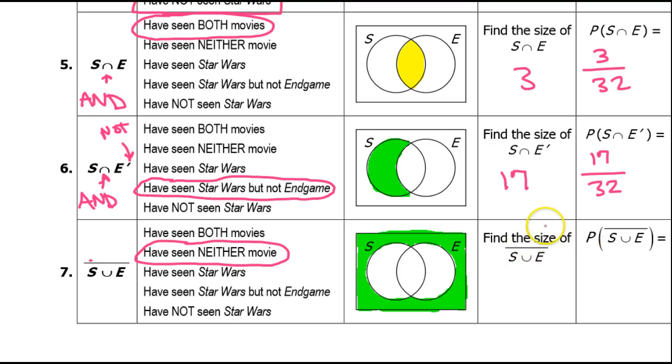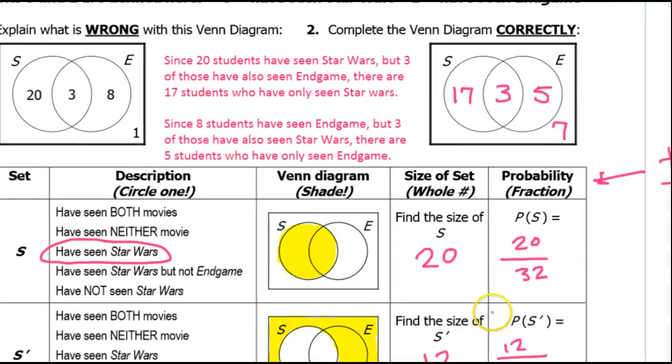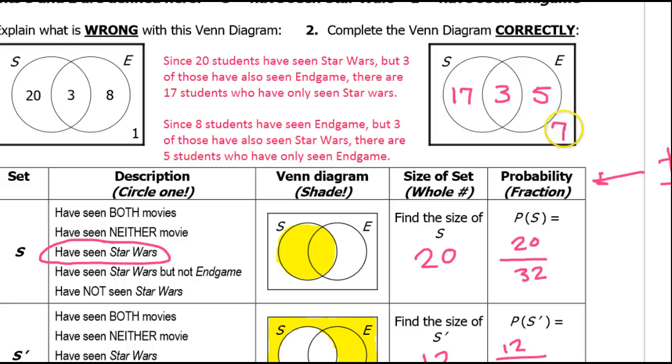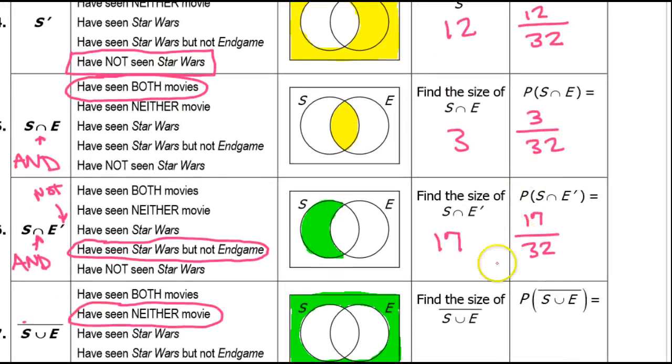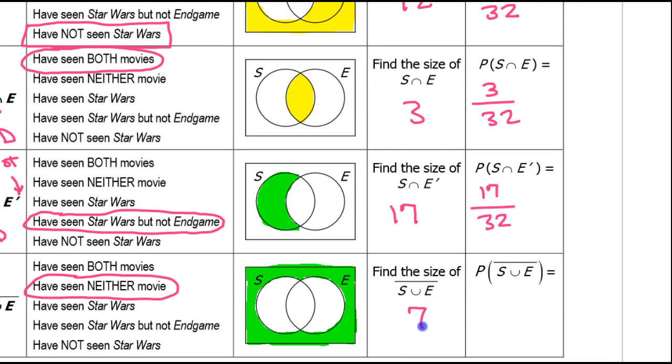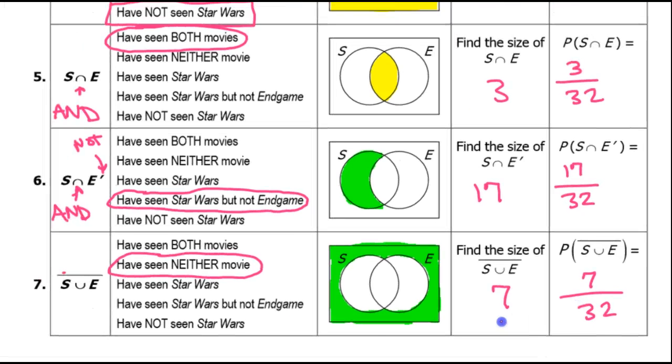Now, what's the size of this set? So looking back at our picture, see the 7? That's students that have seen neither movie. So this would be 7, and of course the probability would be 7 out of 32.